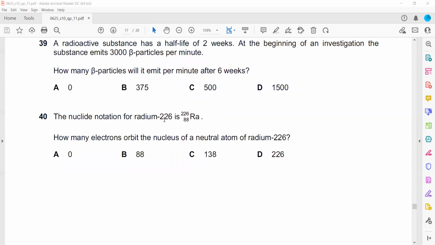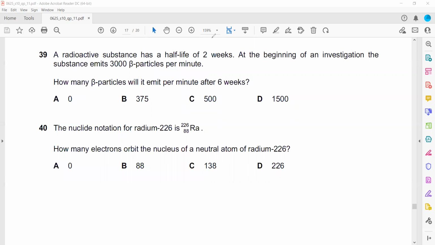In question 39, a radioactive substance has a half-life of 2 weeks, meaning after every 2 weeks it becomes half of its original value. It emits 3000 beta particles per minute. How many beta particles will it emit after 6 weeks? So right now it is emitting 3000 particles, and the half-life is 2 weeks.